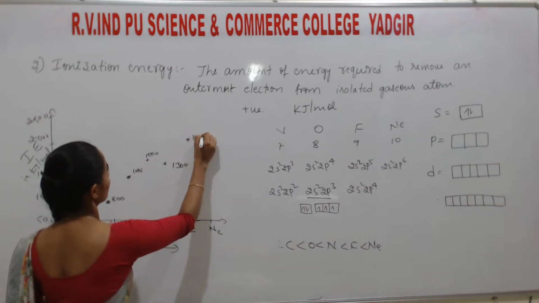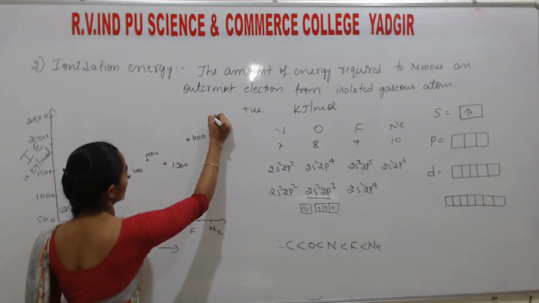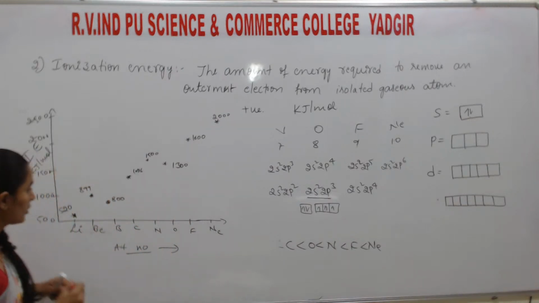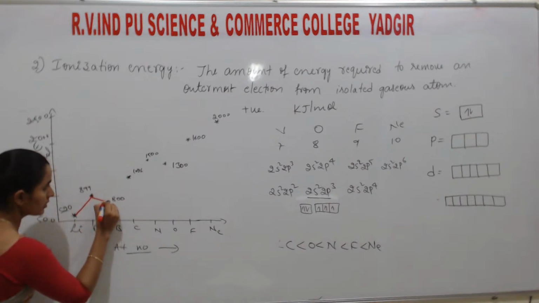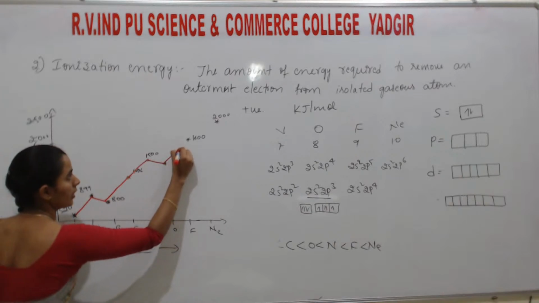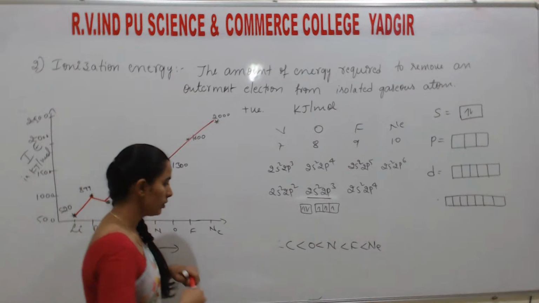1600. And this neon, that is 2000. So if you draw the graph, initially it increases, again decreases, again increases, then decreases, and again increases. So students, compare here. As I told you, listen.